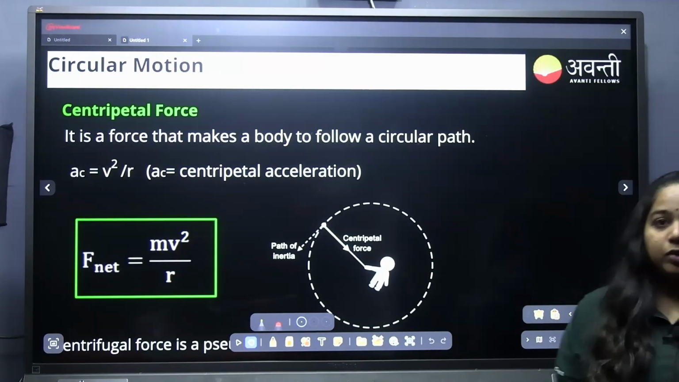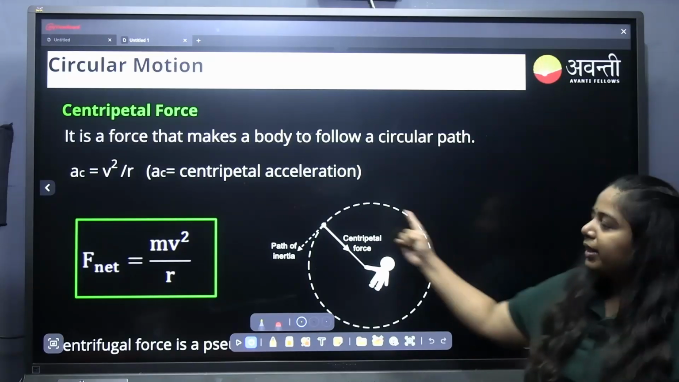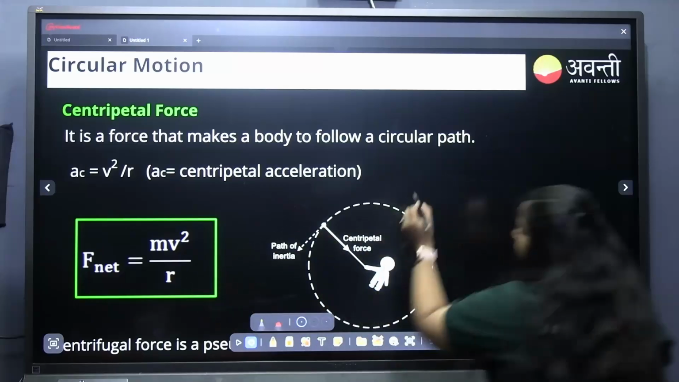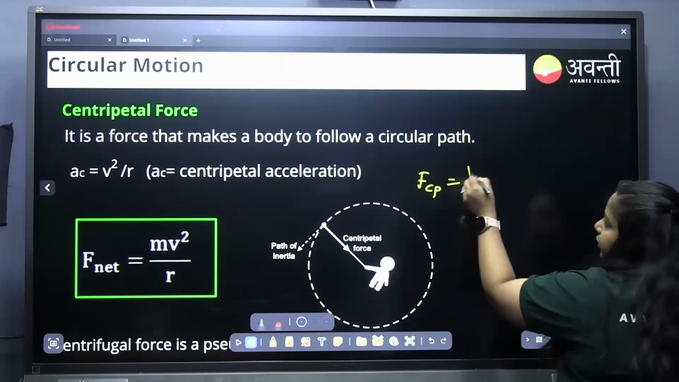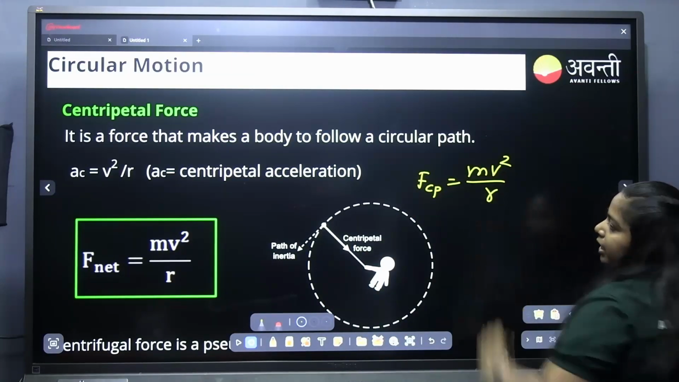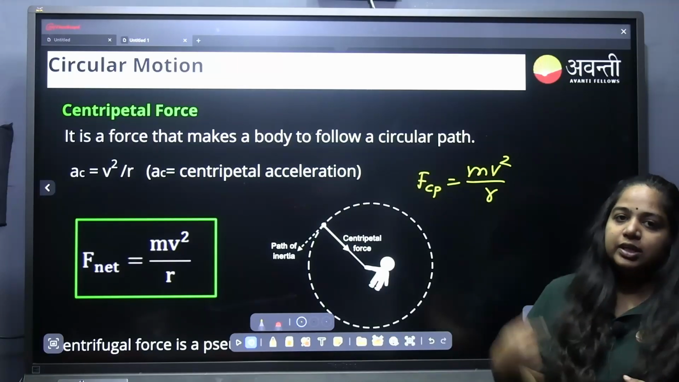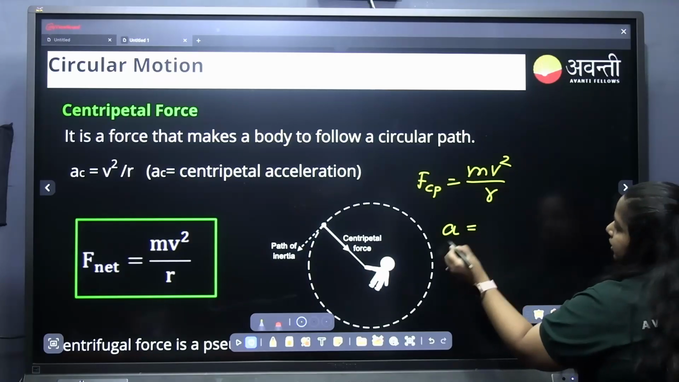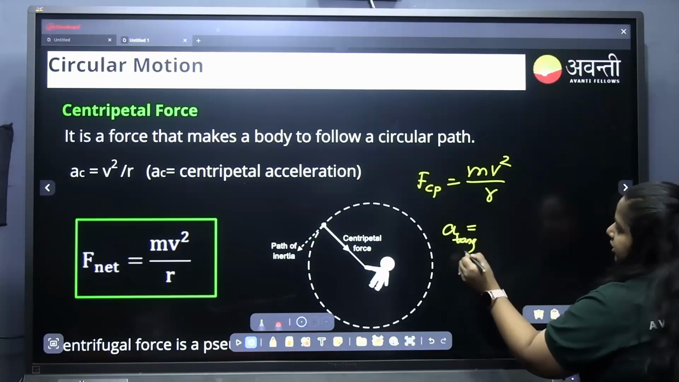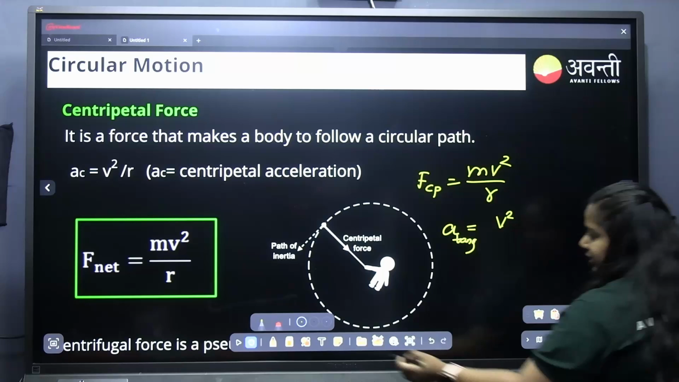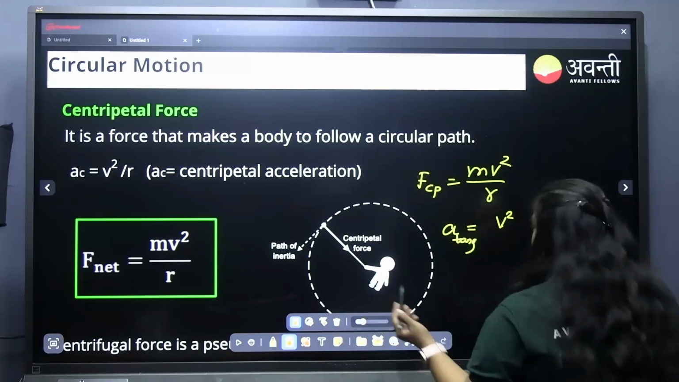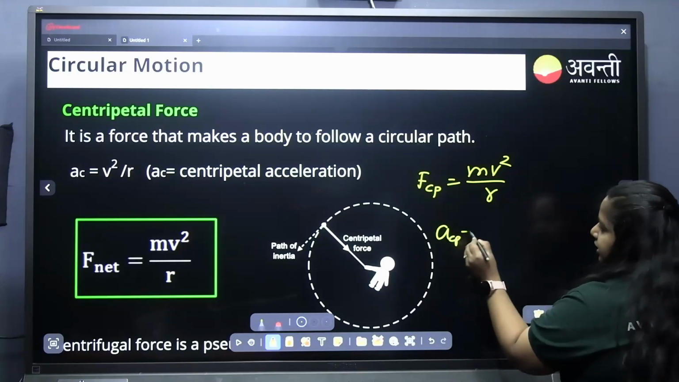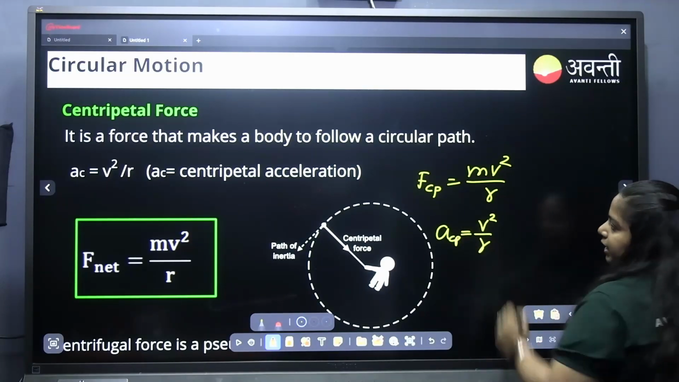Next is circular motion. In circular motion, majorly we will deal with centripetal force. Centripetal force equation you know. Centripetal force is equal to mv square by r. R is radius, v is the linear velocity of the particle, and centripetal acceleration is equal to v square by r.